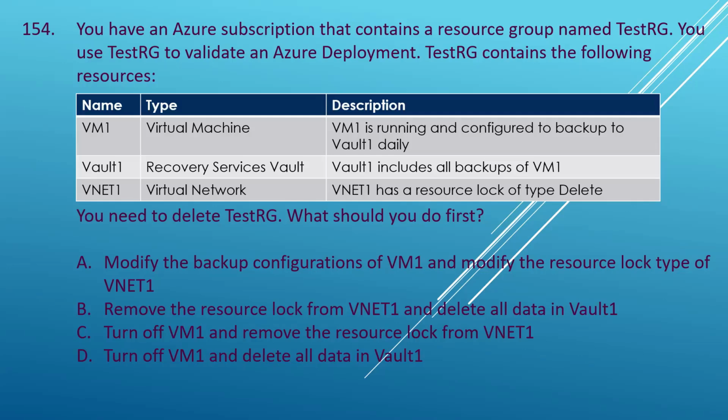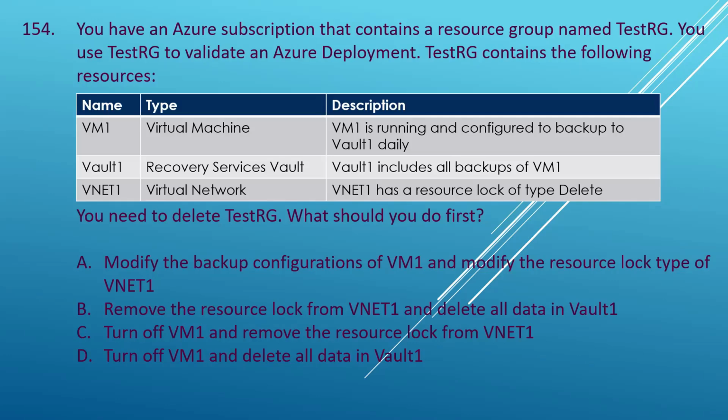Now you need to delete test RG. What should you do first? Options are modify the backup configurations of VM1 and modify the resource lock type of VNet 1. Remove the resource lock from VNet 1 and delete all data in Vault 1. Turn off VM1 and remove the resource lock from VNet 1. Turn off VM1 and delete all data in Vault 1.